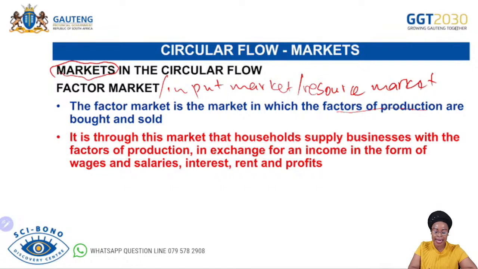It is through this market that households supply businesses with factors of production, like I've even mentioned previously. In exchange for what? In exchange for income. Income, which is wages and salaries, interest, rent, and profit.